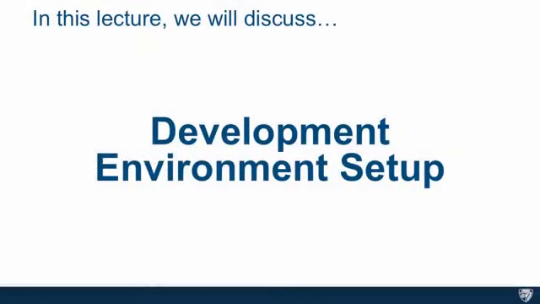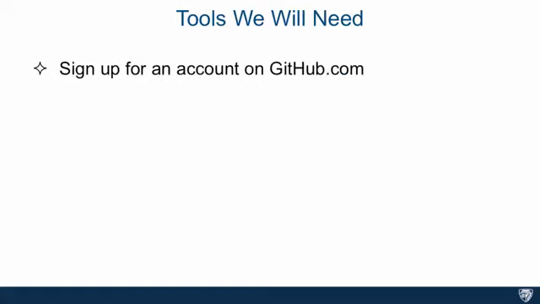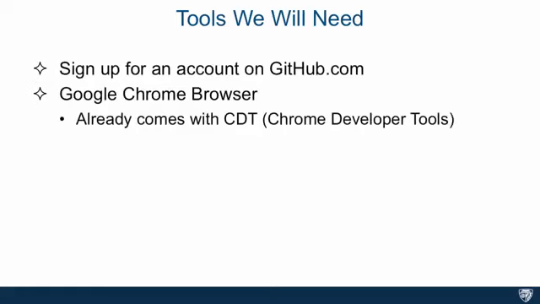In this lecture, we're going to go over how to set up your development environment. So what tools are you going to need for this course? Number one is you're going to need to sign up for an account on github.com. Number two is we're going to heavily rely on the Google Chrome browser, so you definitely download and install that. And the Google Chrome browser already comes with what's called CDT, or otherwise known as Chrome Developer Tools, and we're going to be using them pretty extensively as well.